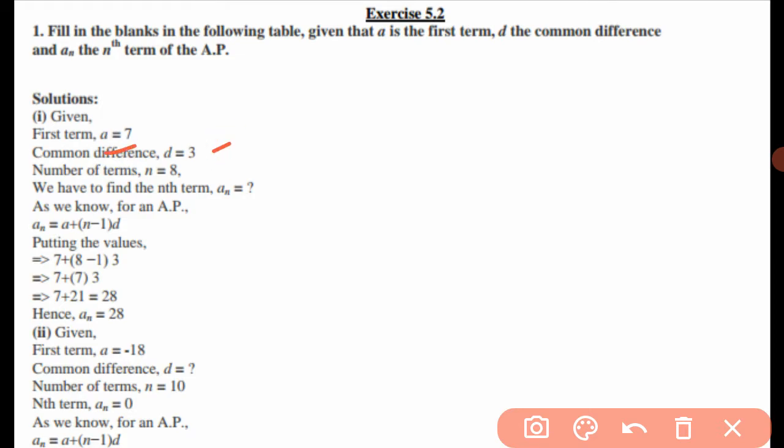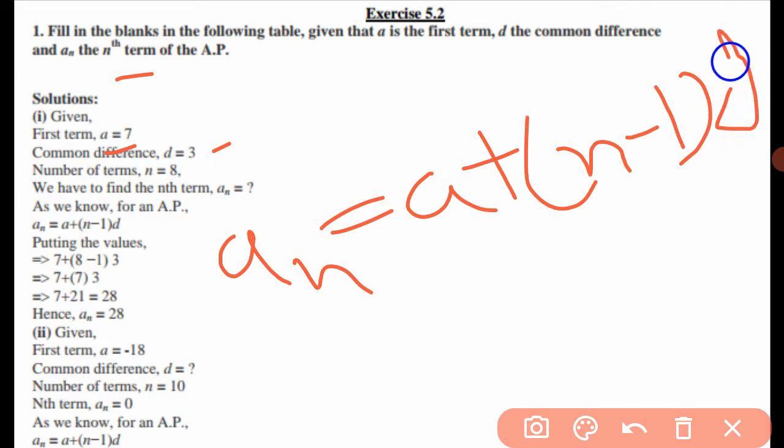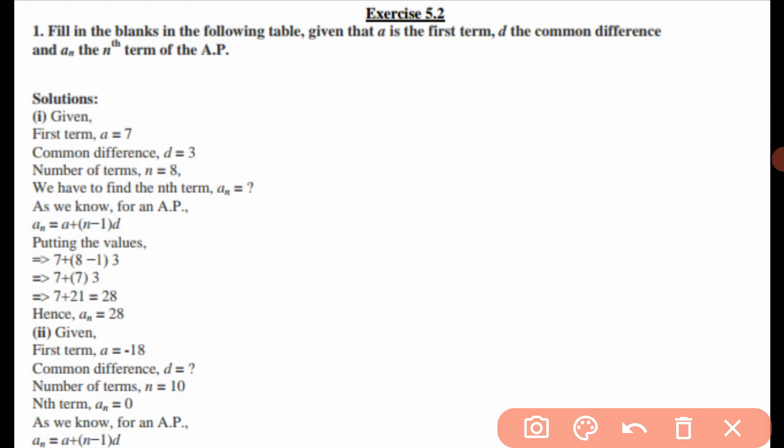In this we have to find the common difference and the nth term. The formula for finding the nth term is an equals a plus (n minus 1) into d. So this is the formula for finding the nth term an. In this case we have been given a equals 7, d equals 3, and we have to find an. So we will use the formula an equals a plus (n minus 1) into d.